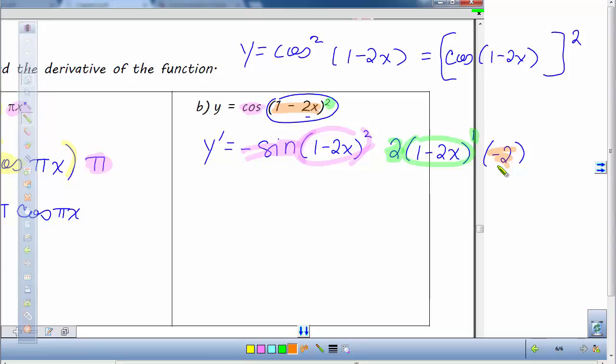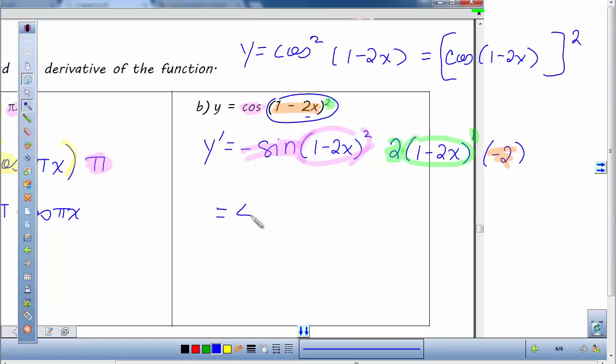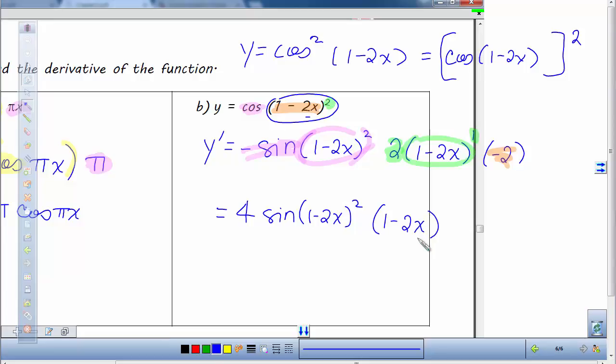Other questions about this? Yes. Would you simplify that any further? Yes, at least clean it up a little bit. I've got a 2 here, a negative 2 here, and then a negative here. So we can call that 4 sine of 1 minus 2x squared. I can't separate these two. They're tied together. And then times 1 minus 2x. So I just rearranged things and cleaned it up.